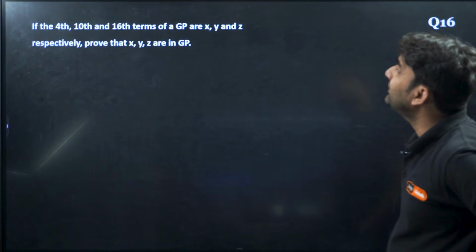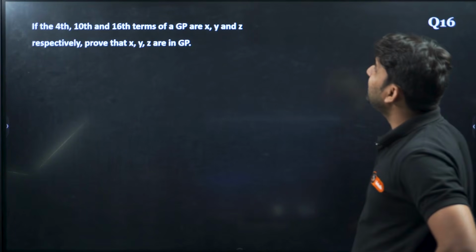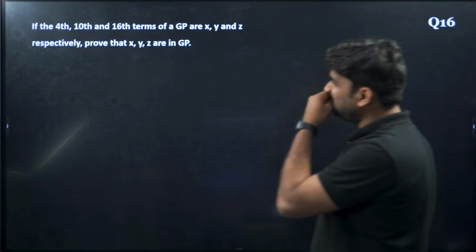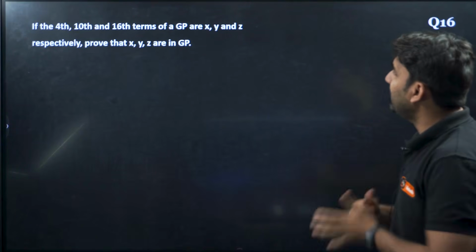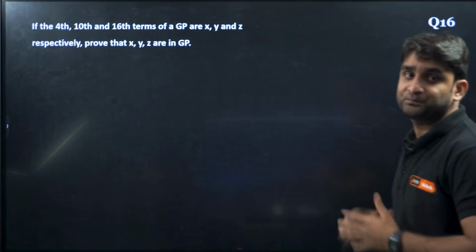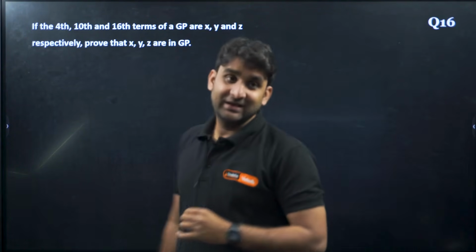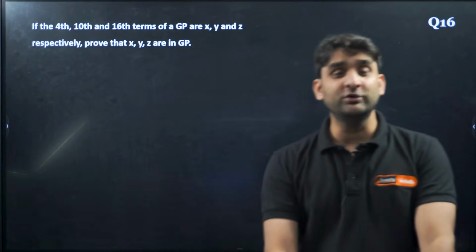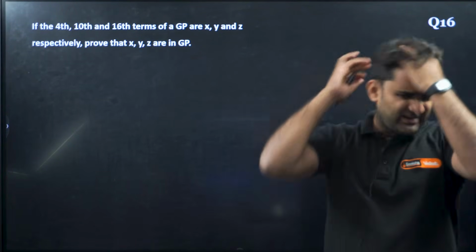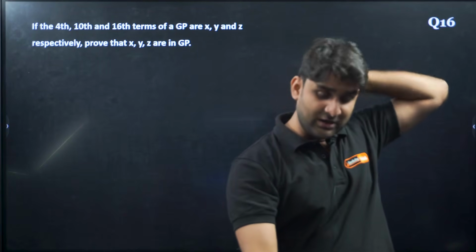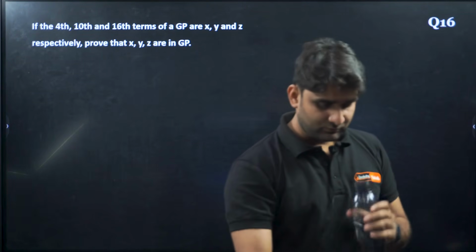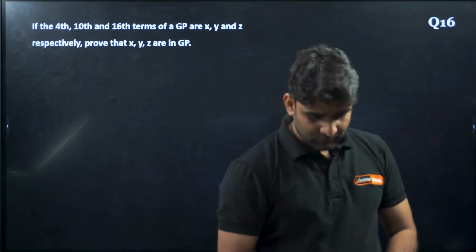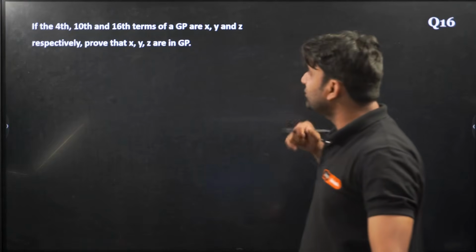If the 4th, 10th and 16th term of a GP are X, Y and Z respectively, prove that X, Y, Z are in GP. Wow, very good question. Really very good question, everyone. So try this question, everyone. Anyone can do this question? Is there anyone who can do this question? This is really very easy. Read the question and try to solve. Okay, so now question number 16.